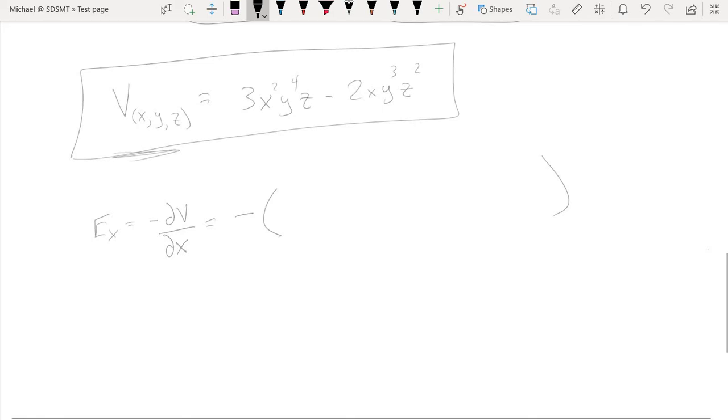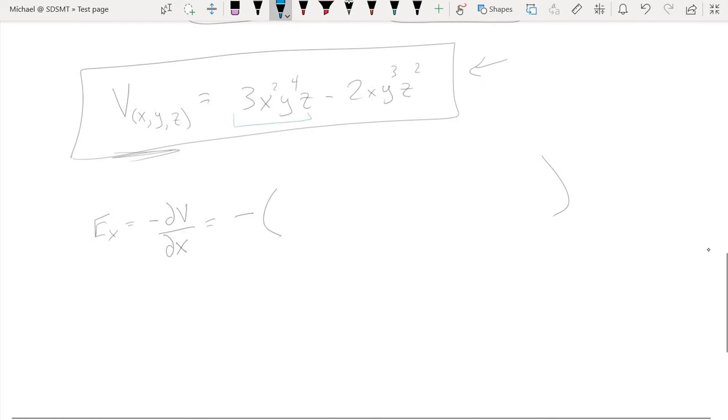And now we need to go through and take the derivative of our potential function with respect to X only. So X is the only thing that is allowed to change. That means that all of your other variables need to be locked in place. In other words, we're going to treat the other variables like constants. So you remember how constants are treated in derivatives? That's how we're going to treat y and z.